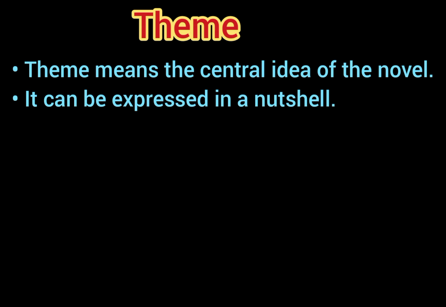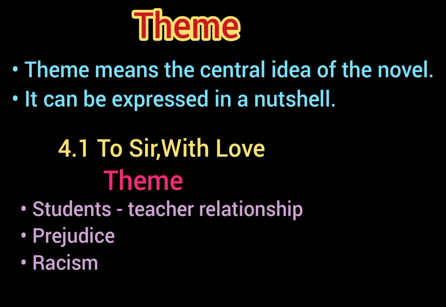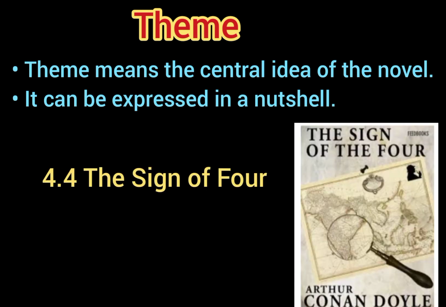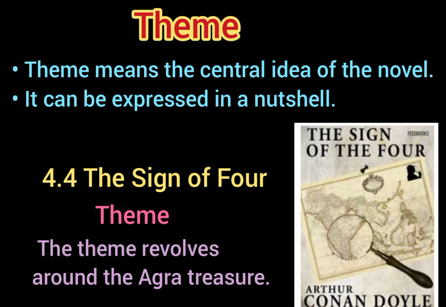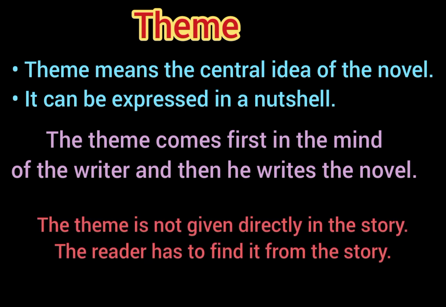For example, in novel 4.1, To Serve with Love, the theme is student-teacher relationship, prejudice and racism. In the novel 4.4, The Sign of Four, the theme of the novel revolves around the Agra treasure. The theme comes first in the mind of the writer and then he writes the novel. The theme is not given directly in the story, we have to find it from the story.